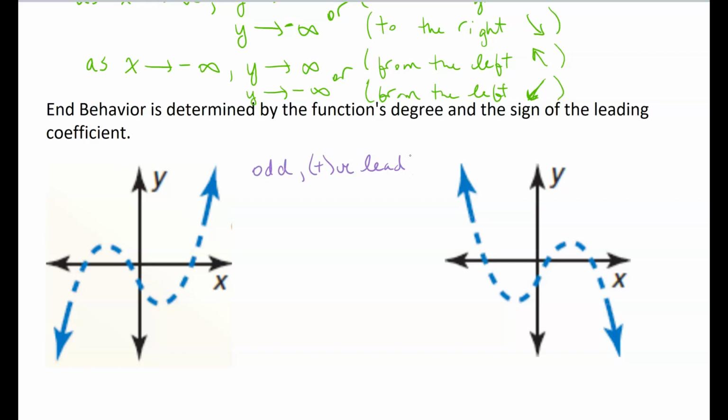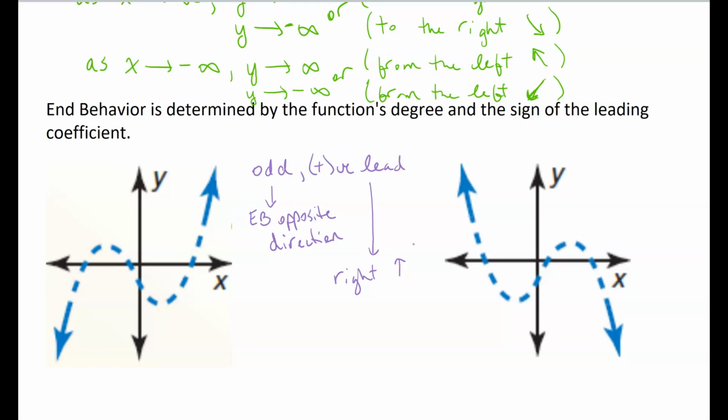Okay, and again, why do we know it's odd? Because the arrows are not both going up or both going down. Okay, so we'll say end behavior, opposite direction. And how do we know that it's positive? Because you're traveling in the positive direction. And that's like the parent function of a cube.